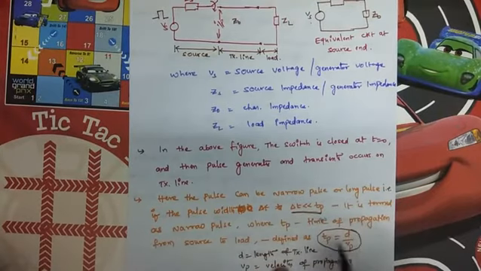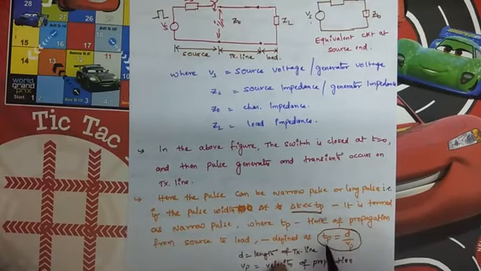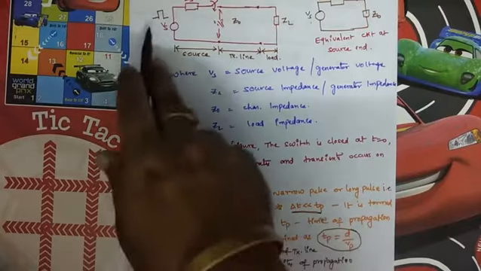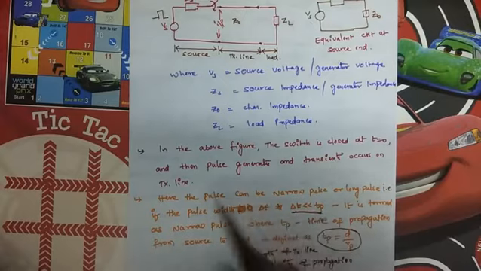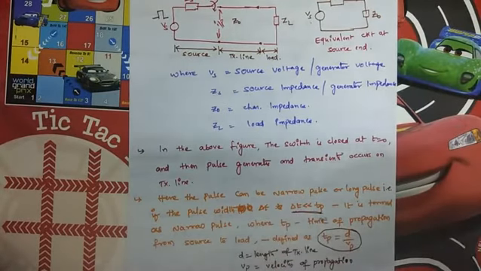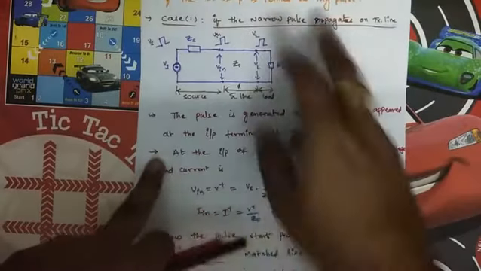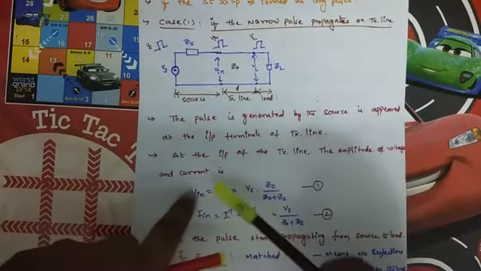Let d be the length of the line and vp the phase velocity of the wave. Time is distance divided by velocity, so tp, the propagation time, is d divided by vp, the propagation velocity. If the pulse width is much less than tp, then the pulse is defined as a narrow pulse. If delta t is much greater than tp, then we call it a long pulse or broad pulse.